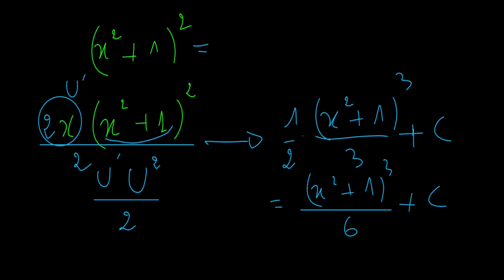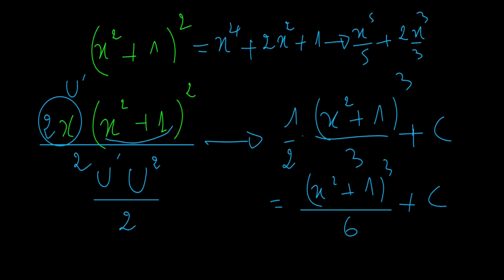The first example, we can't use the power rule directly, so we develop it. We have x power of 4 times x squared plus 1. Then we can write the antiderivative in the form x power of 5 over 5 plus 2x cubed over 3 plus x plus c.